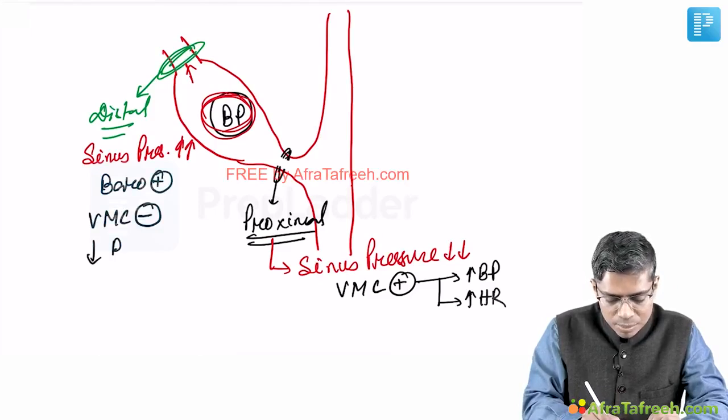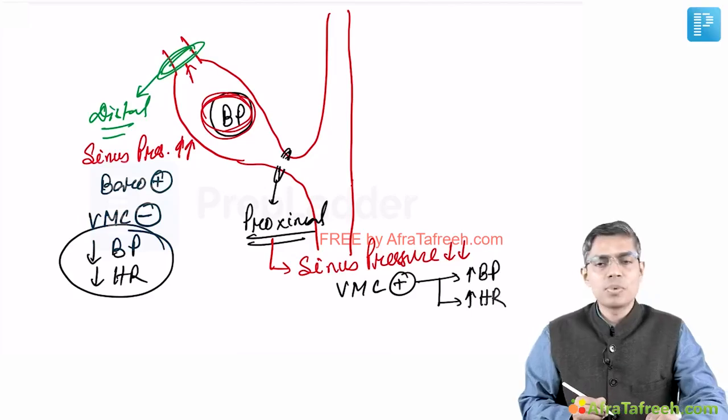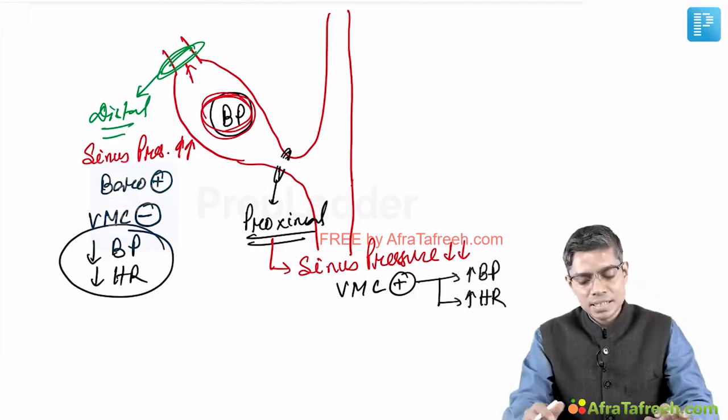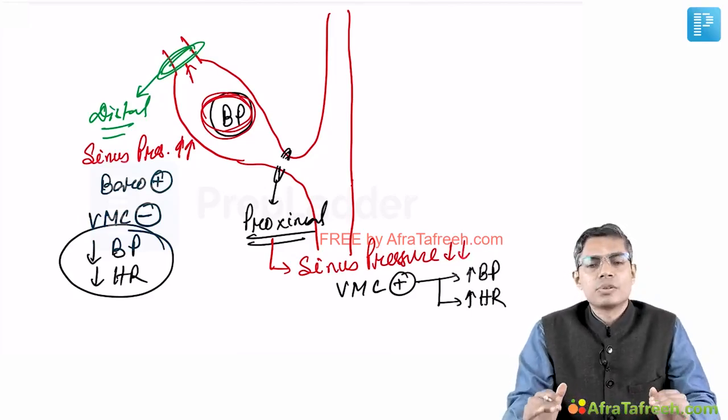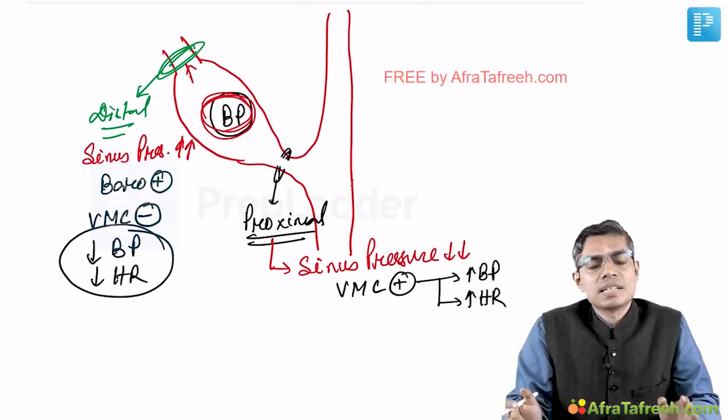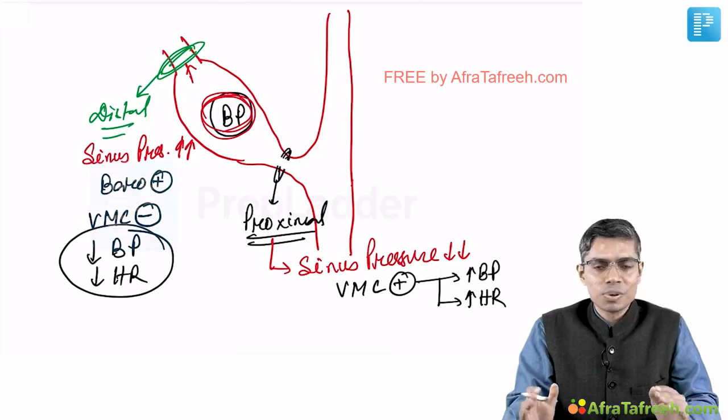That means the blood pressure will fall as well as the heart rate will also fall. So just the opposite effect you are seeing in this condition. So this is the experimental question related to this baroreceptor and carotid sinus region, right? I hope you got it.